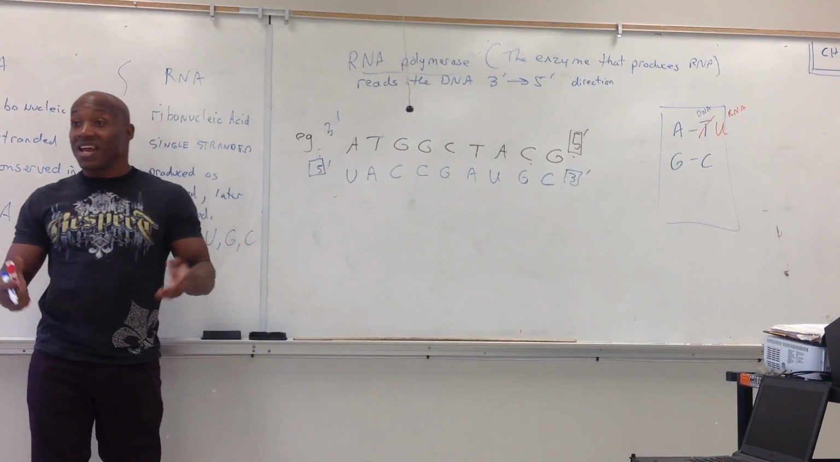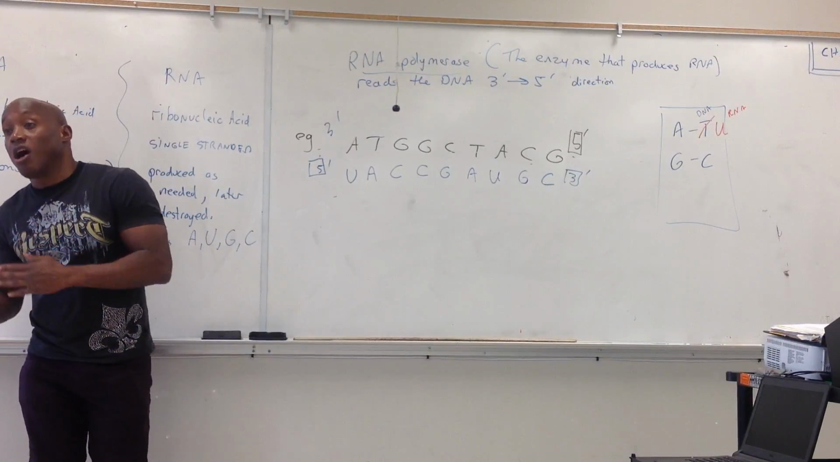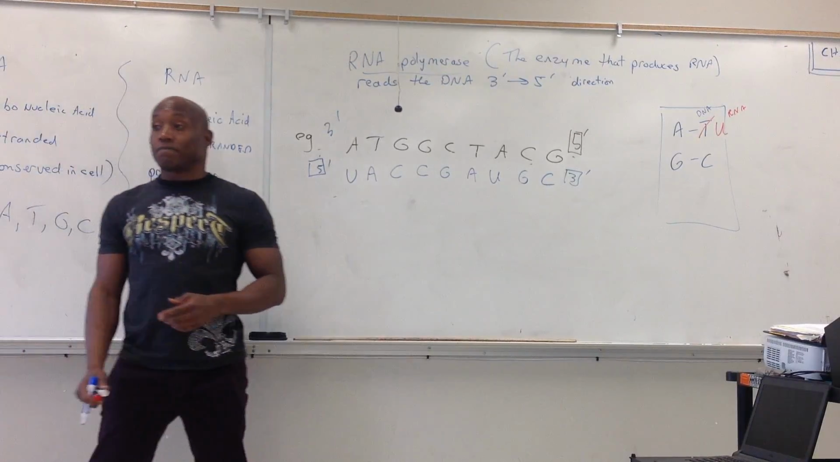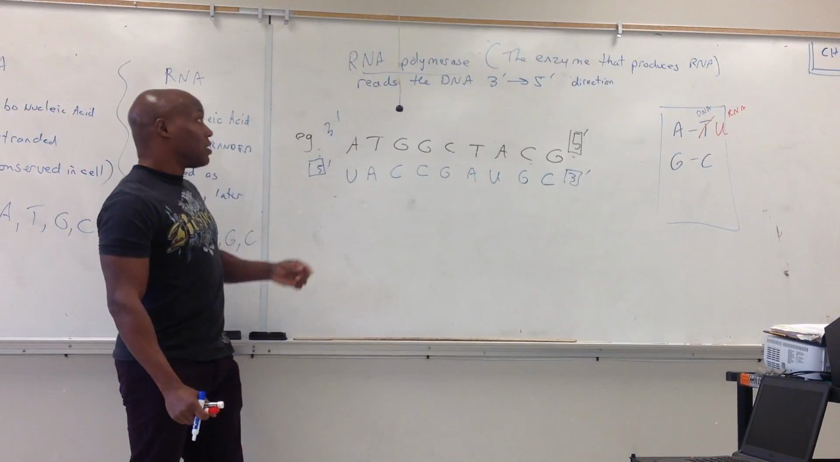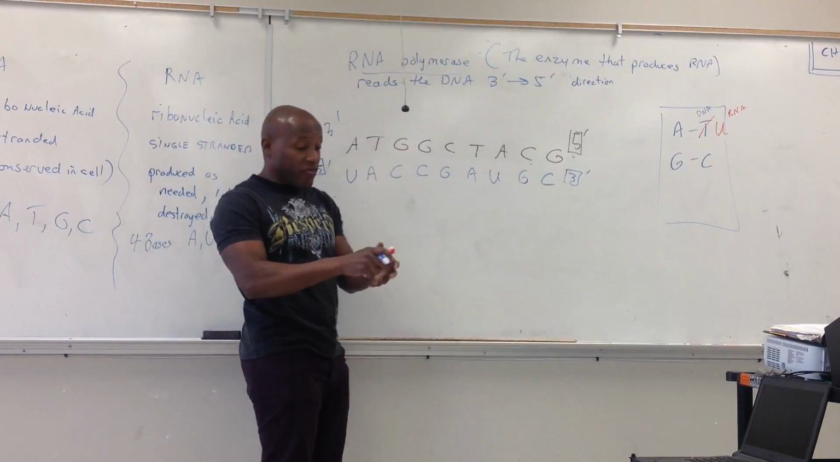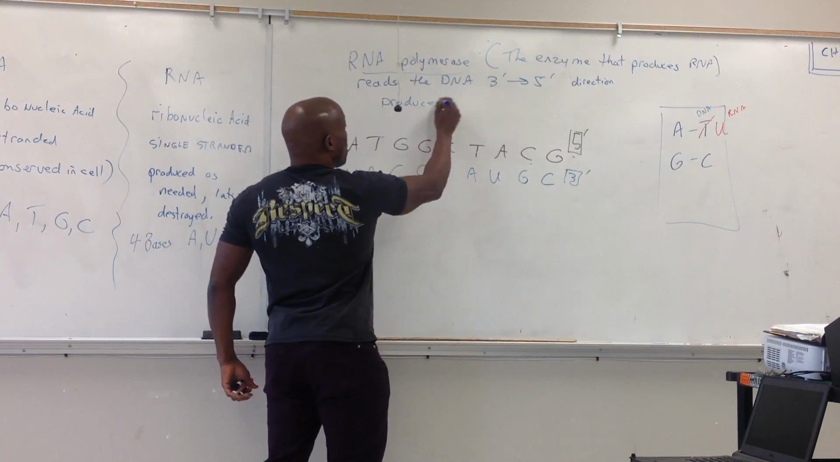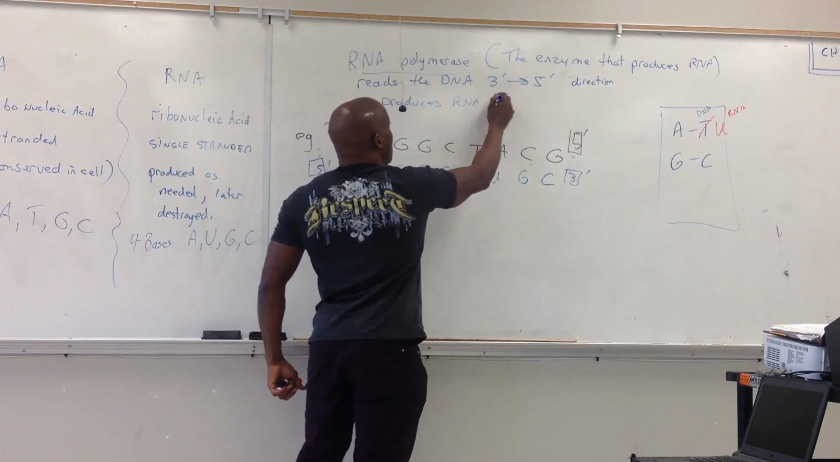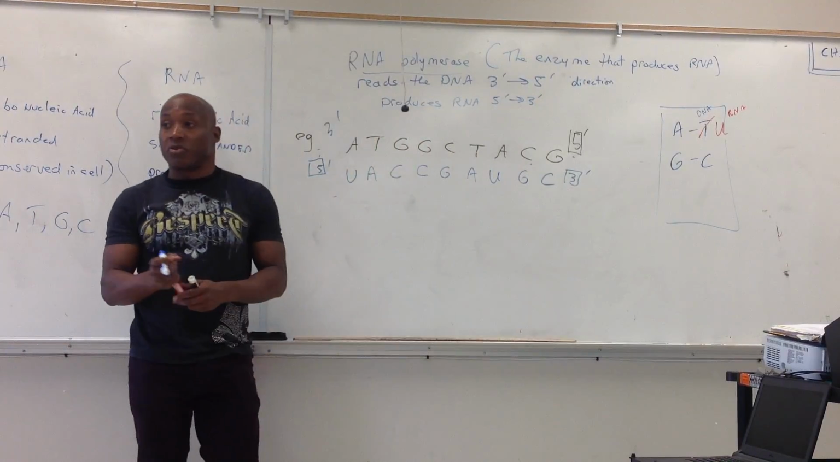Because just like the DNA, the RNA, when it's paired with DNA, is anti-parallel. It runs in the opposite direction. Yes? The RNA adds the complementary nucleotides in the 3' direction? That's correct. The RNA polymerase reads DNA 3' to 5', but produces the RNA 5' to 3'. And it's kind of important that you remember that.